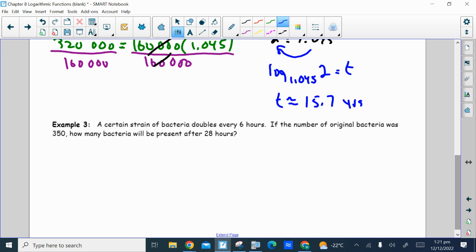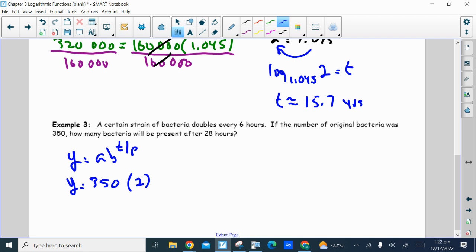A certain bacteria strain doubles every 6 hours. If the number of original bacteria was 350, how many would be present after 28 hours? So using our formula, y equals a times b to the power t over p. We are given an initial amount: initially there were 350. It doubles every 6 hours, so our base will be 2. That's our growth factor.